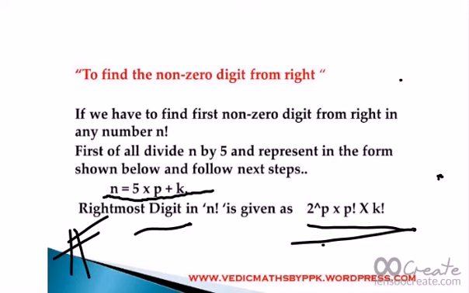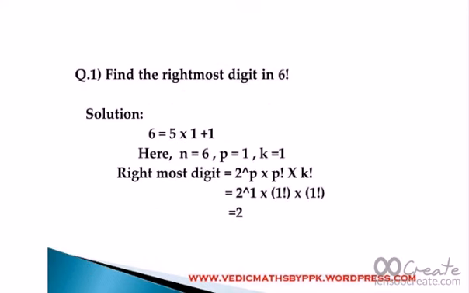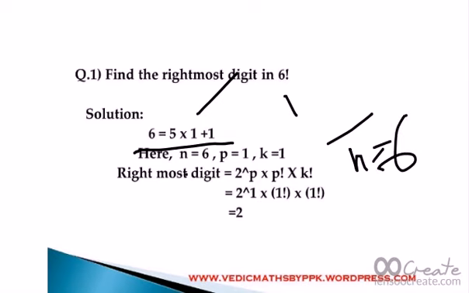Let's take example 1. Find the rightmost digit in 6 factorial. Once we divide 6 by 5, 6 can be represented as 5 into 1 plus 1. Note down here the given number N is 6, p is 1 and k is 1. The rightmost digit is, as I mentioned earlier, 2 raised to p into p factorial into k factorial. 2 raised to 1 is 2, 1 factorial is 1, 1 factorial is 1. Therefore we get the rightmost digit as 2.